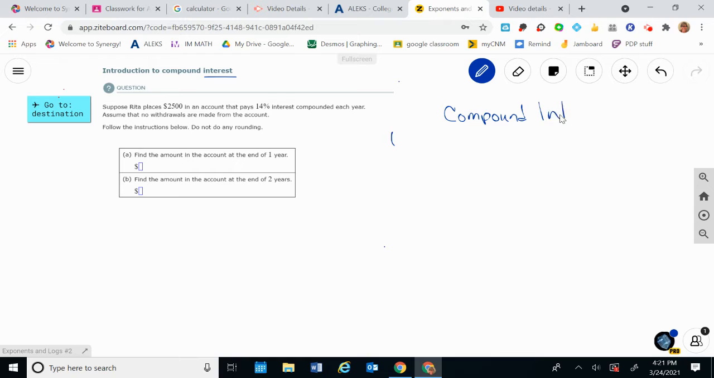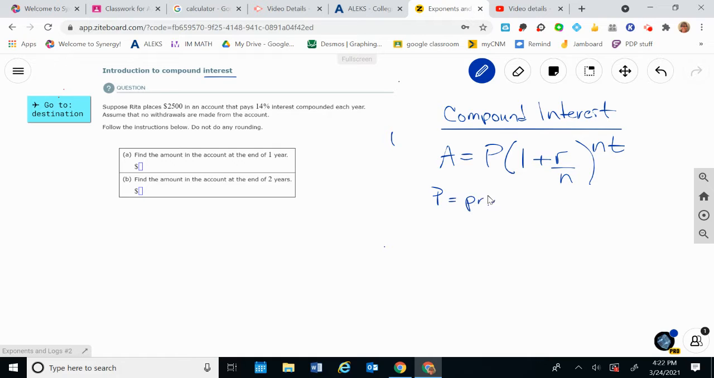The reason why I want to do this is because I want you to have one formula that will serve you in all cases. This is the most complex formula, but it works for simple stuff too. So it's A is equal to P times (1 plus R over N) to the NT. Let me tell you what each of these letters is.